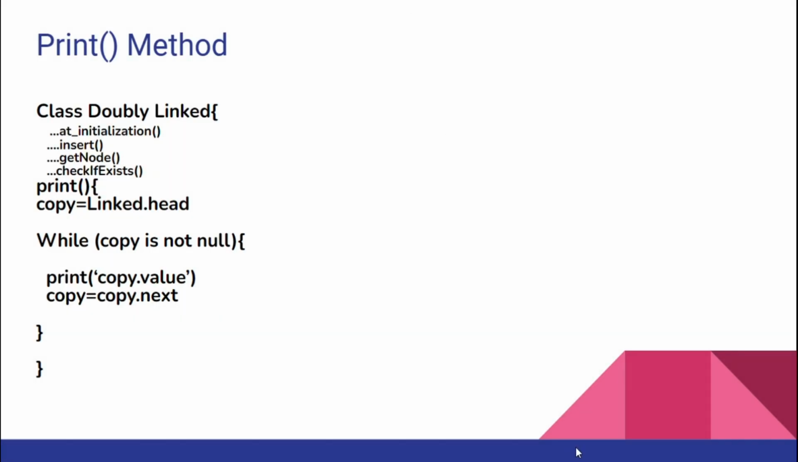Okay, so this is the print method, and as its name suggests, it prints every node in the doubly linked list, and it just works like the get node. When I say it works like the get node, it traverses, and instead of looking for something, each node it traverses, it prints out.